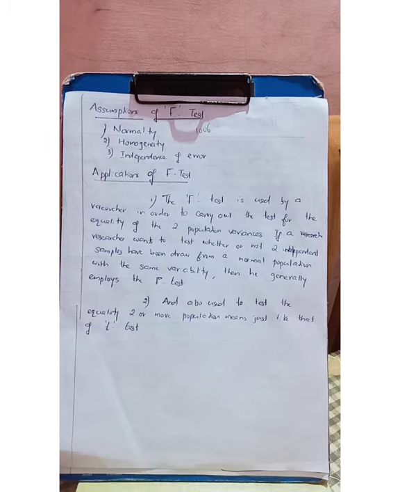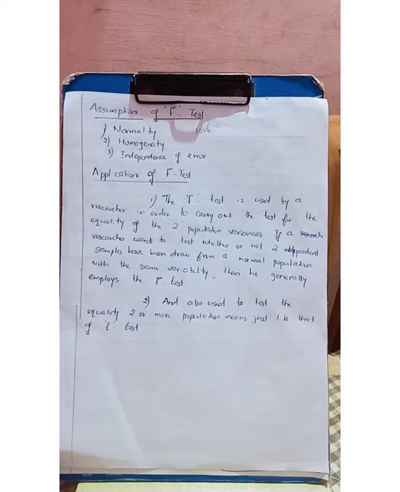The second assumption is homogeneity, that is, the variance within each group should be equal for all the groups. That is, sigma 1 square is equal to sigma 2 square is equal to sigma 3 square, and so on up to sigma n square. This assumption is needed in order to combine or pool the variances within the groups into a single within-groups source of variation. Homogeneity means the variance within each group should be equal for all the groups.